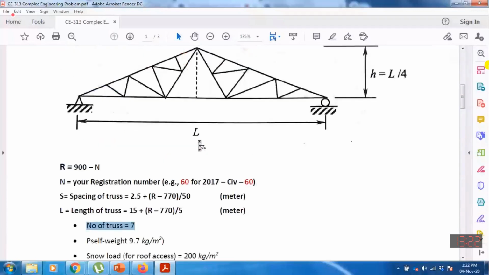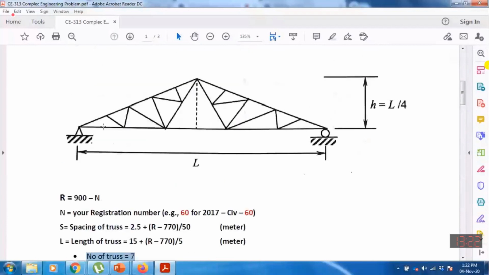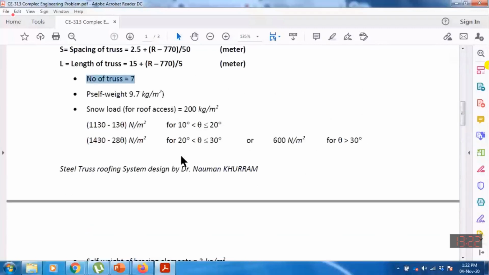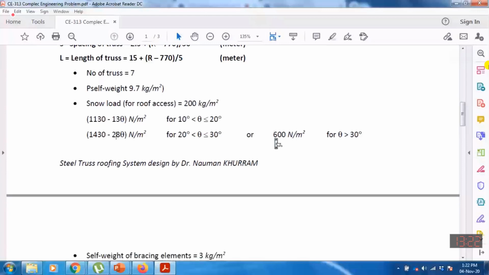This is the inclination, which is the tangent inverse of height divided by length by 2. Depending upon your inclination, you can compute snow load or live load by using either this formula or this. If the angle is between 10 to 20, you will use this formula, where this is theta. If the angle is between 20 to 30, then the snow load will be computed by this formula. Or you can consult the formula in the LRFD design aid. If inclination is more than 30, snow load will be 600.